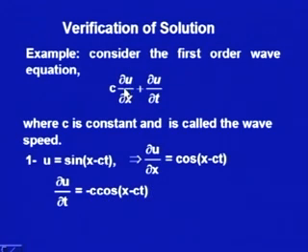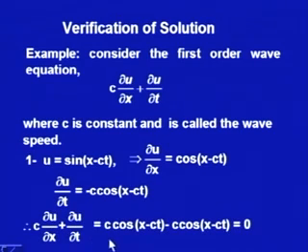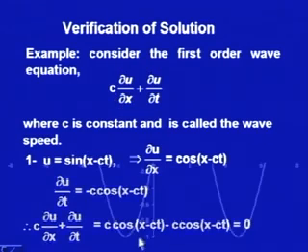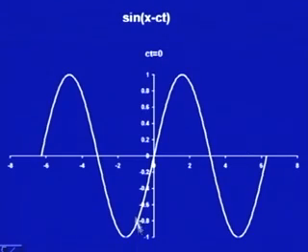Now, if you see c times del u over del x, it is c times cosine of x minus c t, plus del u over del t, that is minus c times cosine of x minus c t, which gives me 0. That is, the equation is satisfied. That means this is a solution to the equation c times del u over del x plus del u over del t is equal to 0. Now, you see how the solution is looking.